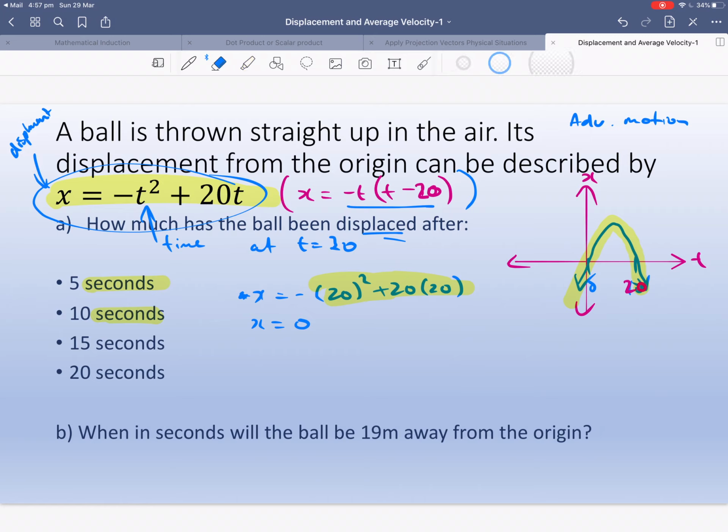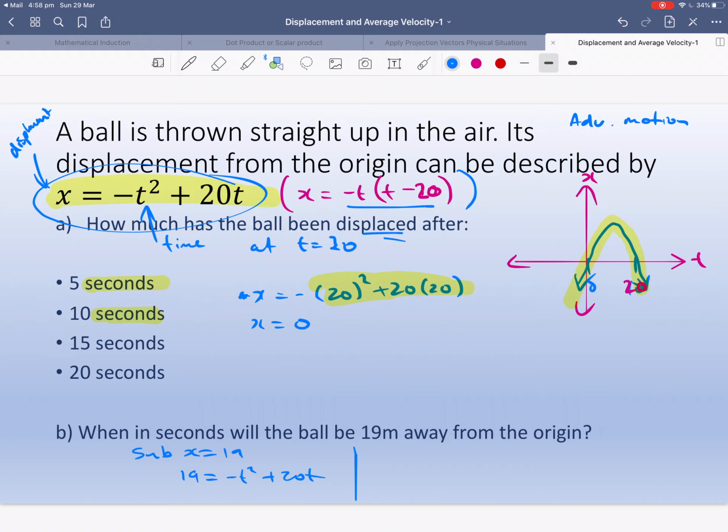Okay, let's answer B. When in seconds will the ball be 19 meters away from the origin? So we've got x equals 19. Okay, so let's go 19 equals minus t squared plus 20t. From that we'll find out. I've actually done this one before. It's on the diagram, and there's going to be 2 places that it's going to be.